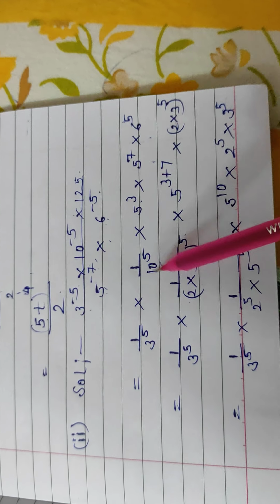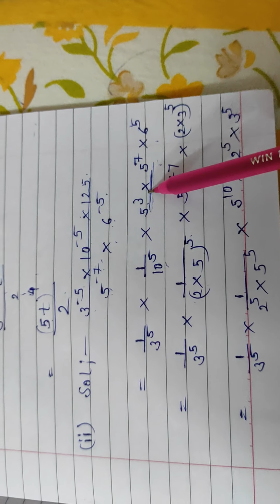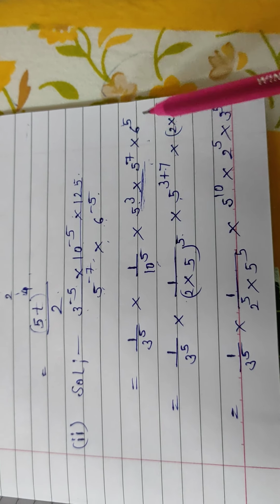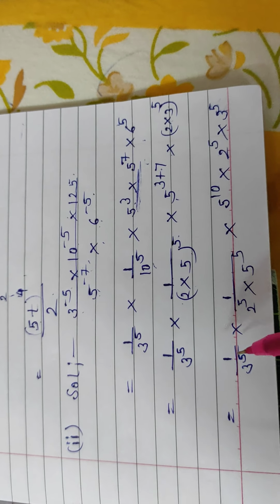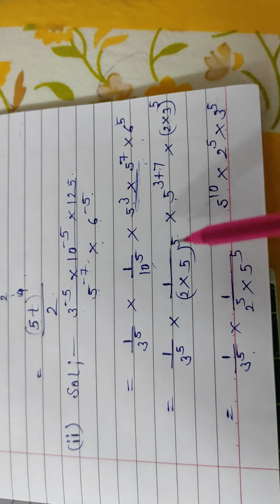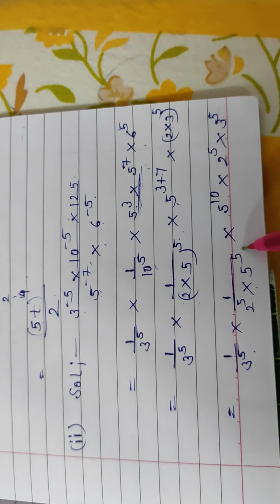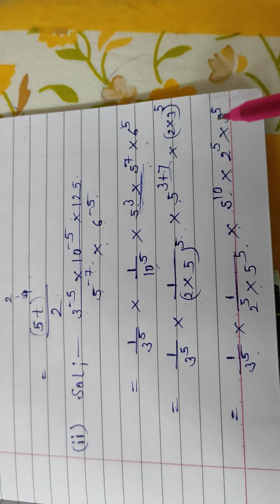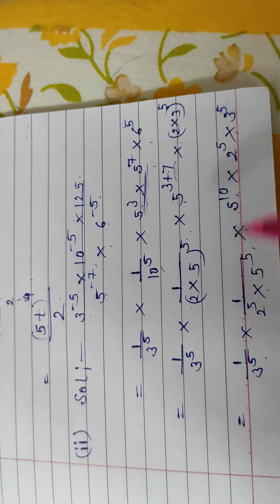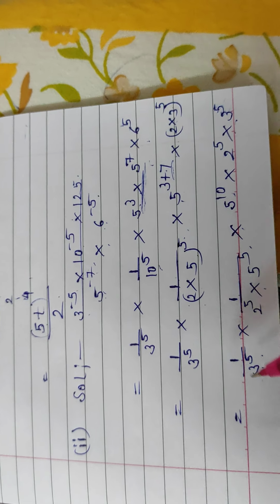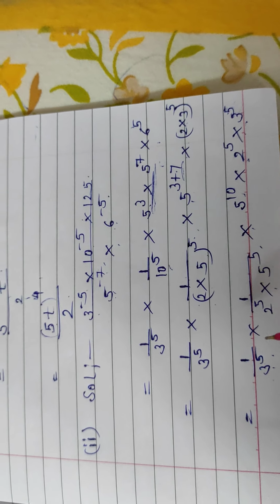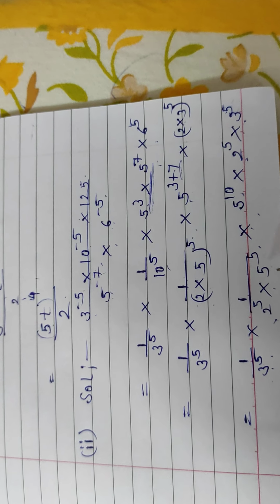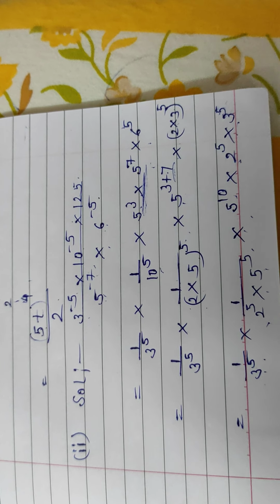2 5s are 10. Same bases are there. Multiplication sign, so we can add the exponents, plus (2 into 3) whole power 5, because 2 3s are 6. 1 upon 3 to the power 5 plus 1 upon 2 to the power 5 into 5 to the power 5 into 5 to the power 10 plus 2 to the power 5 into 3 to the power 5. Now equate same bases. So 3 to the power 5 upon 3 to the power 5, the value will be 1. 2 to the power 5 upon 2 to the power 5, value will be 1. 5 to the power 10 upon 5 to the power 5, so 5 to the power 10 minus 5.